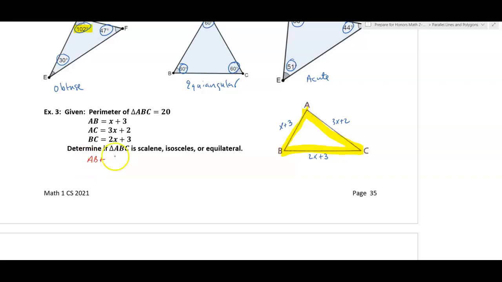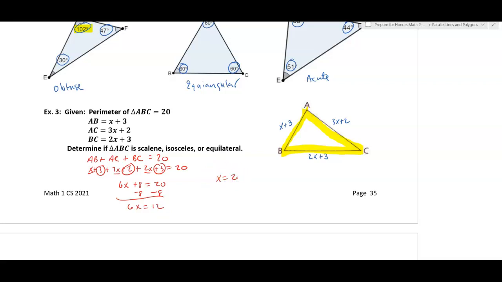If I do AB plus AC plus BC, that has to add up to a perimeter of 20. So x plus 3 plus 3x plus 2 plus 2x plus 3 equals 20. Combine like terms, that gives you 6x plus 8 equals 20. Subtract 8, 6x equals 12. Divide by 6, x is equal to 2.